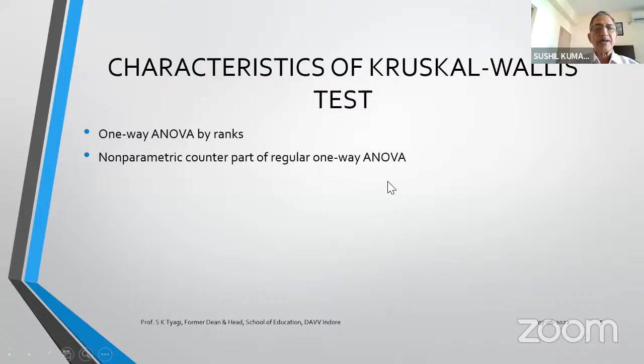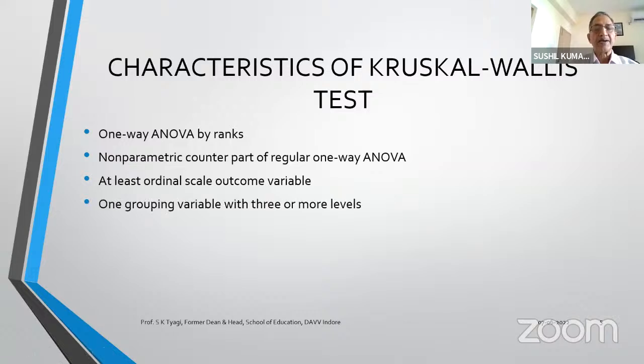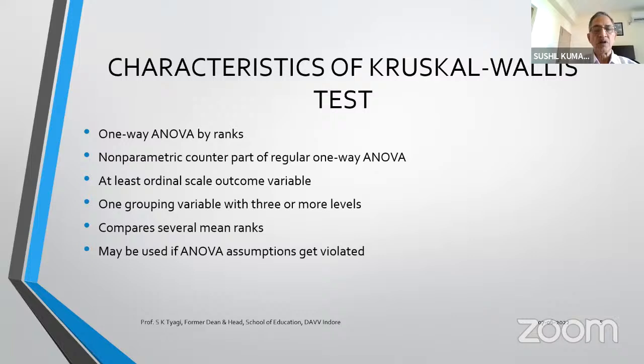So it is one-way ANOVA by ranks, the counterpart of parametric ANOVA. It requires at least an ordinal scale variable, and it should have one independent variable having 3 levels. And then it compares mean ranks. It may be used when ANOVA assumptions get violated, because it is a non-parametric counterpart of ANOVA. And we take a follow-up analysis in case of significant differences.